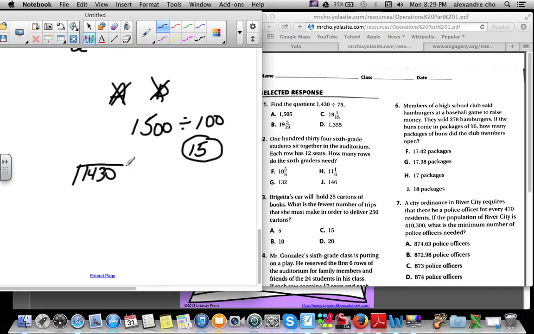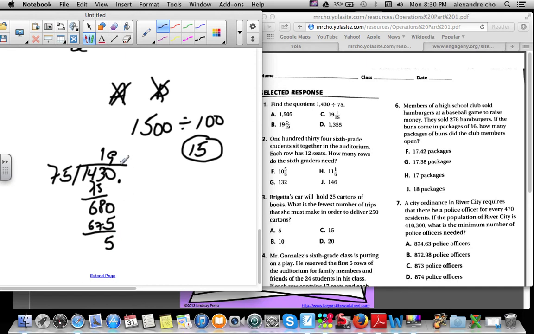1,430 divided by 75. Okay. It goes into 143 one time, which is 75. Subtract, 13 minus 5 is 8. And 13 minus 7 is 6. Okay, so let's see if 9 works. Apparently 9 does. 9 times 5 is 45. Goes 4. 9 times 7 is 63, 67. I have 5 left over.